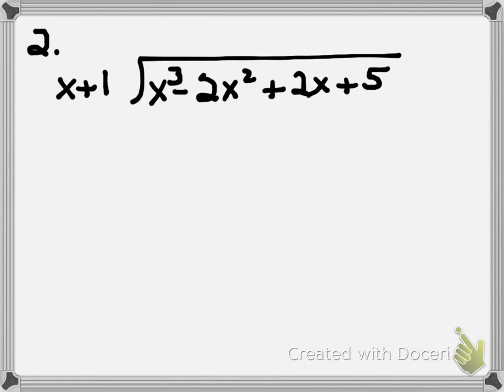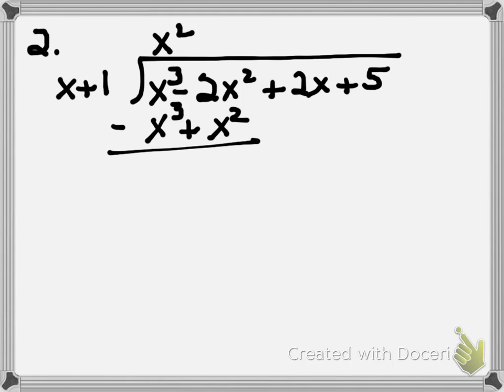So take x cubed divided by x is x squared. X squared times x is x cubed. X squared times 1 is x squared. Change the signs of the second polynomial. X cubes give you 0. Negative 2x squared and negative 1x squared is negative 3x squared. Bring down the next term.